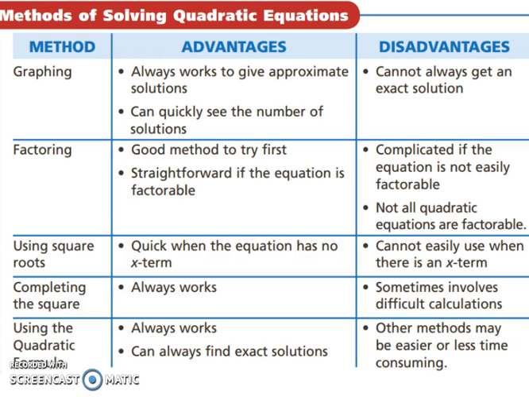This is a summary of each of the methods you have learned throughout this entire unit. We've done graphing, factoring, using square roots, completing the square, and, as of today, using the quadratic formula. Here are some advantages and disadvantages to using each. And this ends our lesson on the quadratic formula and the discriminant, as well as the unit.